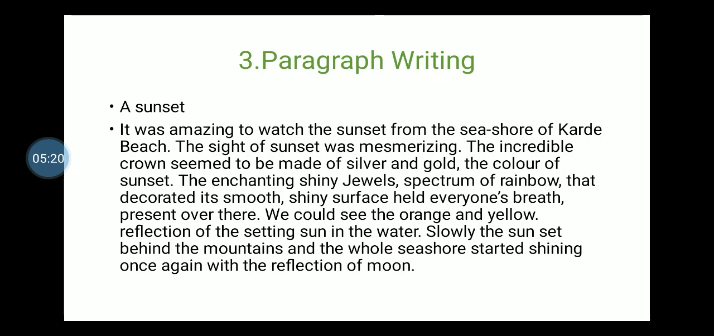The color of the sunset, the enchanting shiny jewels, the spectrum of rainbow that decorated its smooth, shiny surface held everyone's breath present over there. We could see the orange and yellow reflection of the setting sun in the water. Slowly, the sun set behind the mountains, and the whole seashore started shining once again with the reflection of the moon. Amazing. इस प्रकार हम सनसेट एज अ डिस्क्रिप्टिव पैराग्राफ भी लिख सकते हैं.